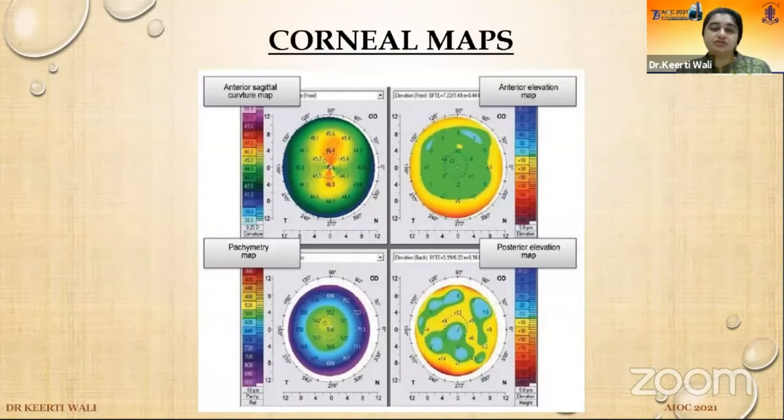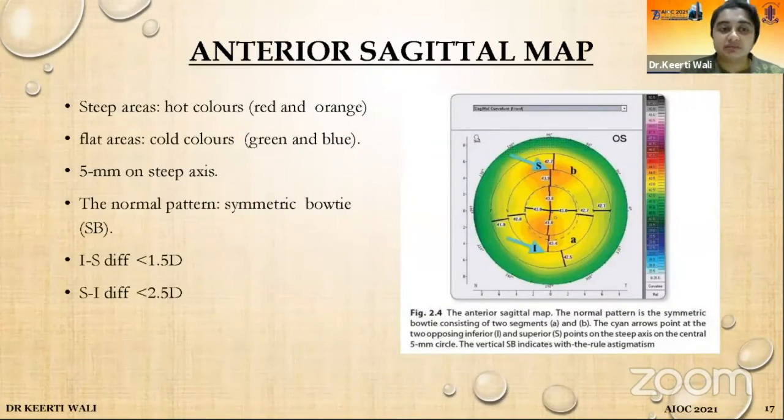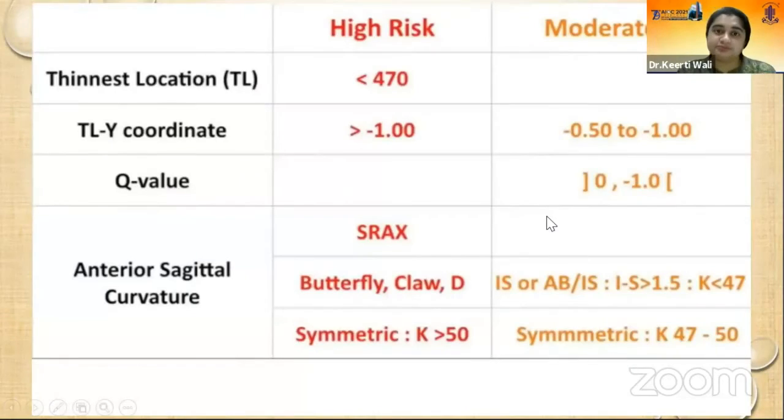Coming to the corneal maps, it includes the anterior sagittal map, the anterior elevation map, the posterior elevation map, followed by the pachymetry map. The anterior sagittal map shows the steep areas in the hot colors and the flat areas in the cold colors. We have to see 2 points in the 5 mm zone, which is clinically significant. If the inferior is steeper by 1.5 diopters than the superior, it is significant, and if the superior is steeper by more than 2.5 diopters, that is a significant value and it indicates a high risk. A normal pattern is a symmetric bow tie as seen on this picture.